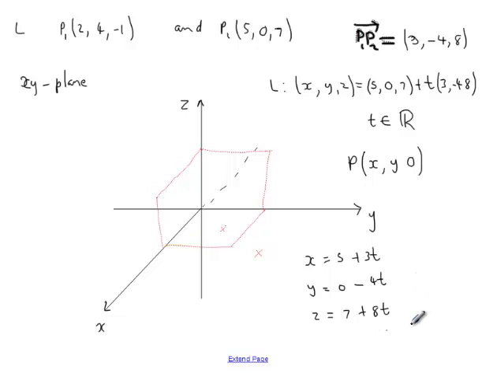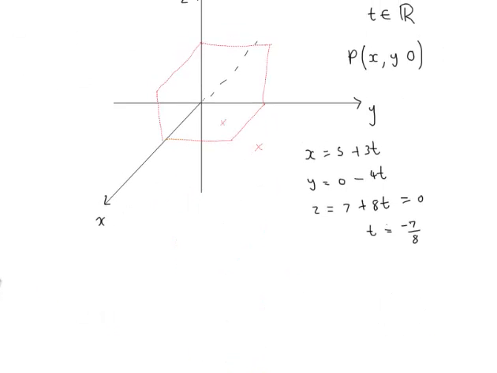Then is z equal to 0? Check that. If you now say z is equal to 0, we can now conclude that t is equal to what? Minus 7 over 8. All together? Oh, sorry. Minus 7 over 8, right? Are you sure? Minus 7 over 8. Now, that is what t is.